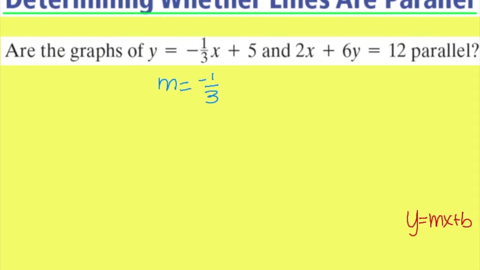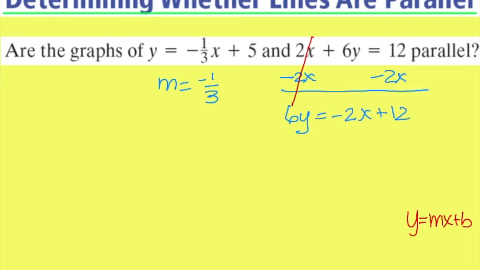And remember, if I want slope-intercept form, basically I'm saying that I want to get y by itself. So to do that, I'm going to start by subtracting 2x. This is the same thing that we did a few days ago. So these cancel out, which means that I can say that 6y is equal to negative 2x plus 12. And then if I want to get y by itself, I'm going to divide each term of the equation by 6.